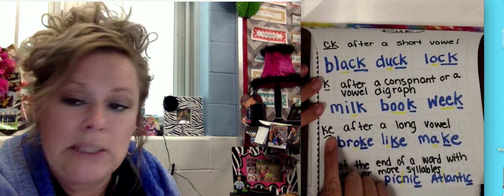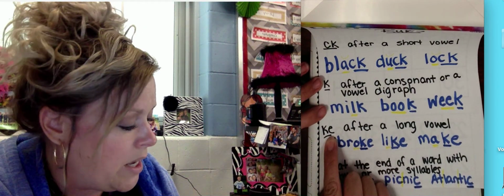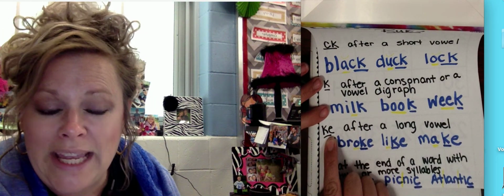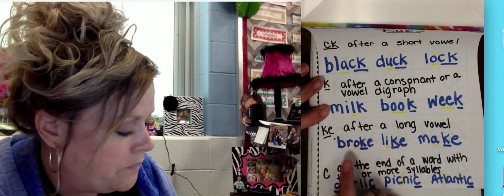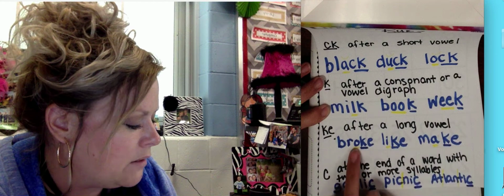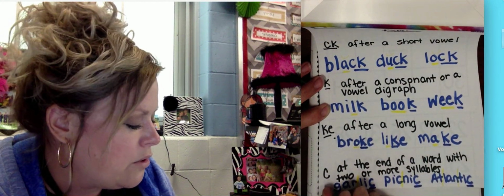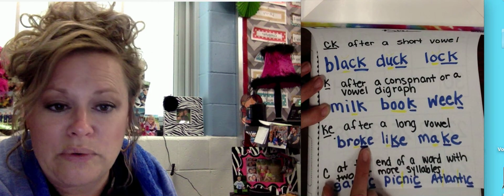KE can also spell K in the final position. KE is used when you have a long vowel. And this is the sneaky E rule. So broke, like, and make all have long vowels. And I highlighted them in yellow there. So I know right after it, it's going to be the K with a K-E.